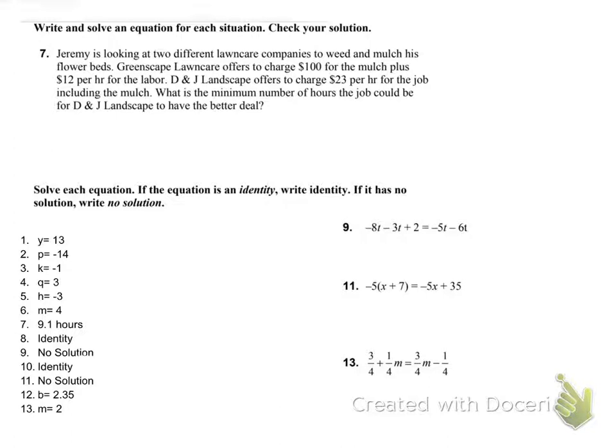All right, we need to do an equation and then solve. So Jeremy is looking at 2 different lawn care companies to weed and mulch his flower beds. So the first one offers $100 for the mulch job plus $12 per hour. So per hour pretty much means multiplication at this point. So let's say X is going to be equal to the hours. So for the first one, it's 100, and then we're going to add $12 per hour, or X.